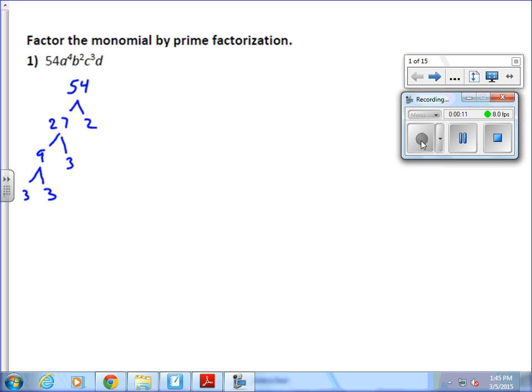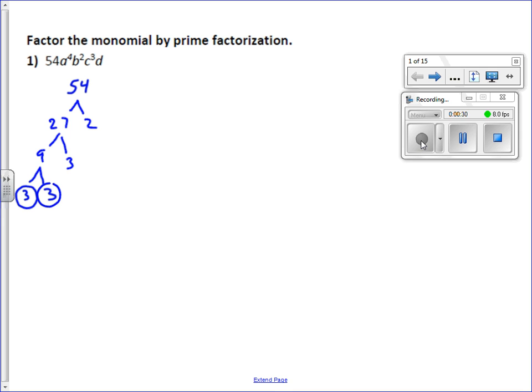We take 54 and factor it down. First thing I did was break it up into 27 times 2. 2 is prime, but 27 is not. 27 will break up into 9 times 3, and 9 can break up into 3 times 3.